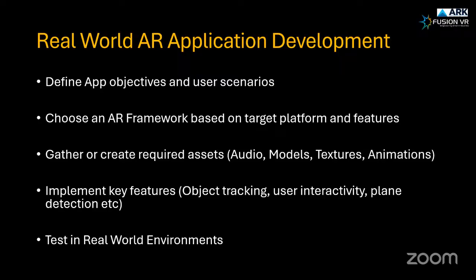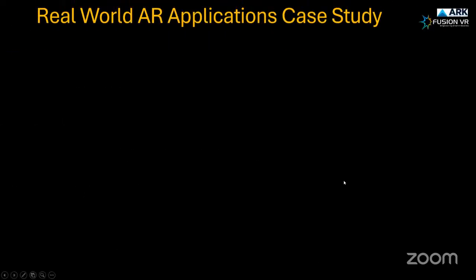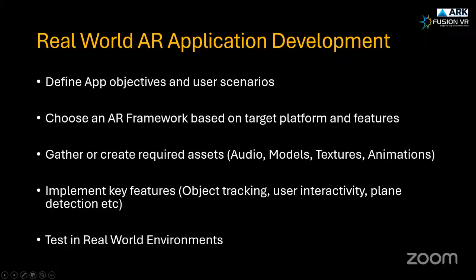And implementing the key features: plane detection is like markerless, where we track our environment and place the object. Object tracking is marker-based, where we track a definite image and place an object over it.